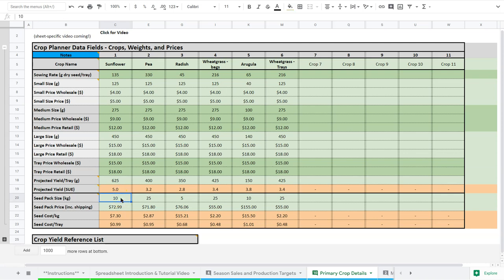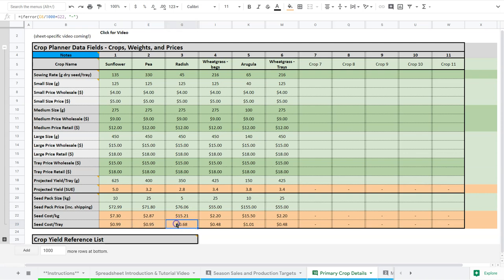This section here is to give you a sense of the cost of your seed. So for example, we buy sunflower seed in 10 kilogram bags. The price with shipping for most batches is about $72.99, which is $7.30 per kilogram. It equals 99 cents per tray. And per tray means 135 grams is 99 cents worth of seed. So the calculation is done for you.